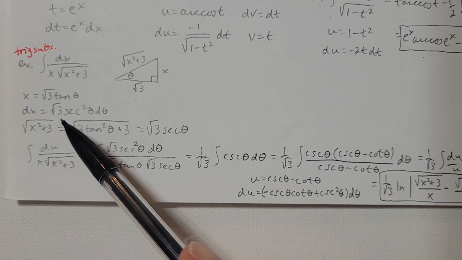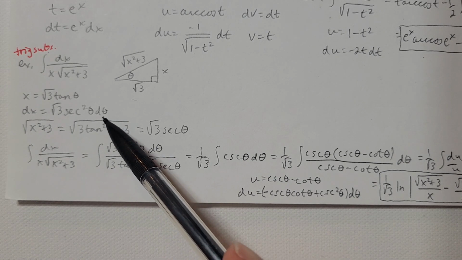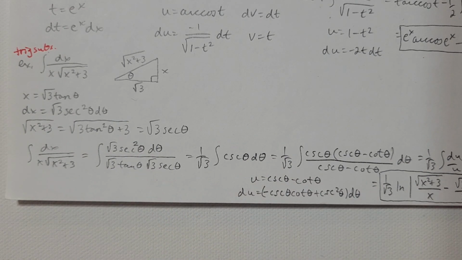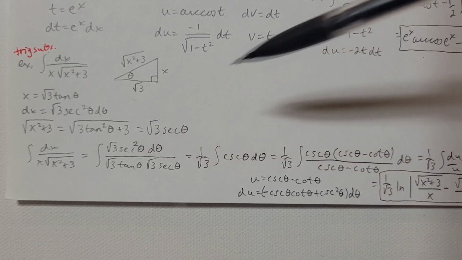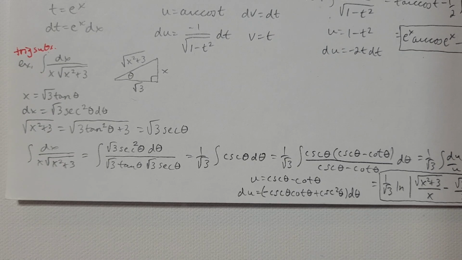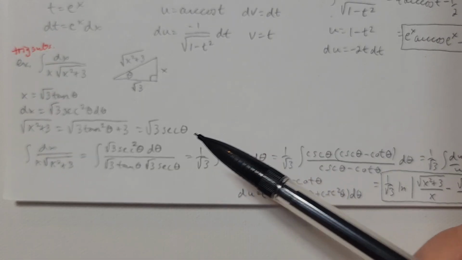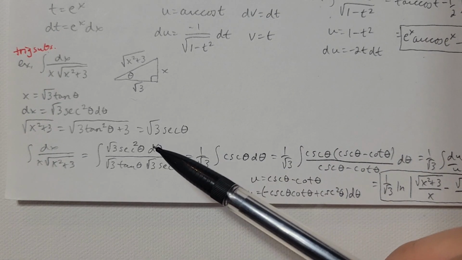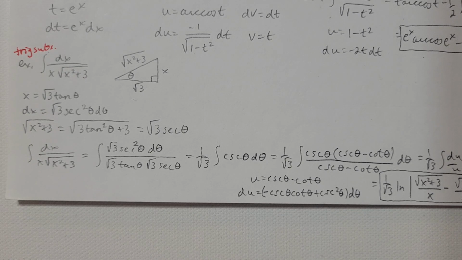dx is going to be root 3 times secant squared theta d theta. Okay, and then the square root of x squared plus 3, that's the square root of 3 tangent squared theta plus 3. If I factor out a 3 from that, tangent squared theta plus 1, that's the same as secant squared theta. And the square root of secant squared theta is secant theta. So I got root 3 times secant theta.